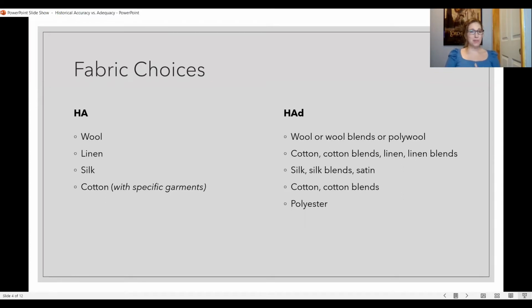Now, fabric choices are probably the most obtainable part of trying to aim at historical accuracy versus adequacy. There are still the limitations in cost, accessibility, and weather. And there are different complications that we don't necessarily think about all the time. The weight of their wool fabric wouldn't have necessarily been the weight of the wool fabric we can buy in our stores. So that's something to balance.